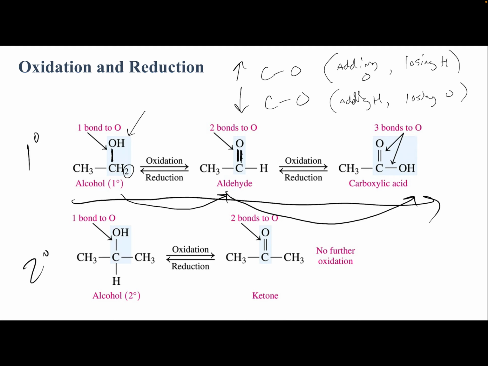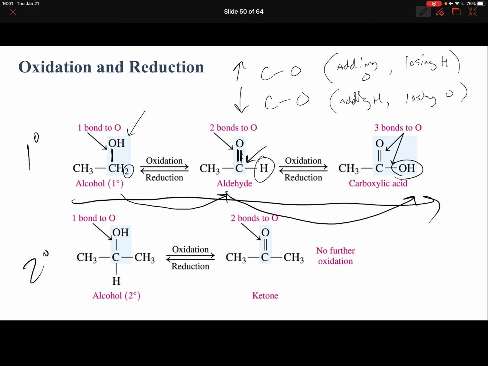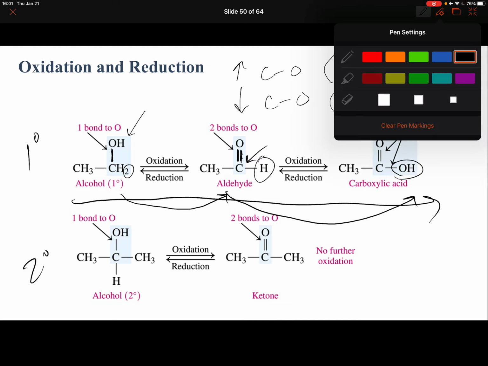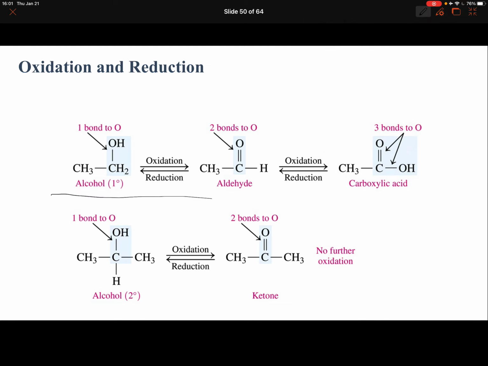This time, since we can't change any more bonds, we can't remove any hydrogens. There's no hydrogens here to remove. Well, actually, that's not true. There's one hydrogen to remove. So we remove that hydrogen, and that allows us to put another bond, this time to an OH. So the alcohol will go through an aldehyde and then a carboxylic acid when it oxidizes.